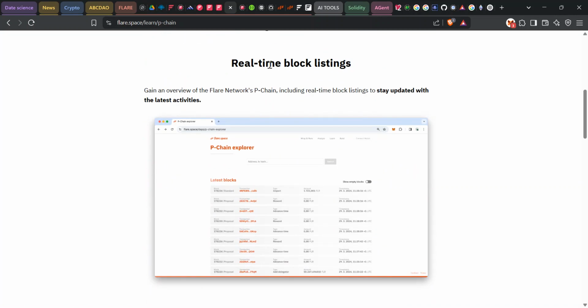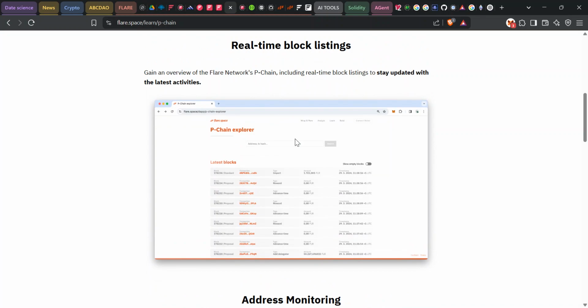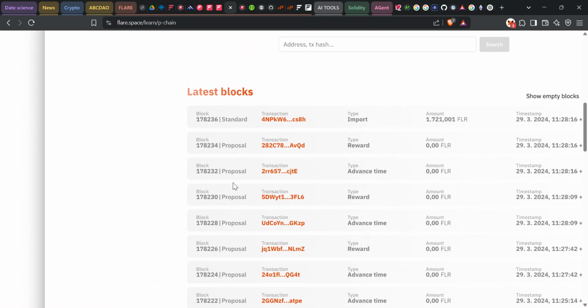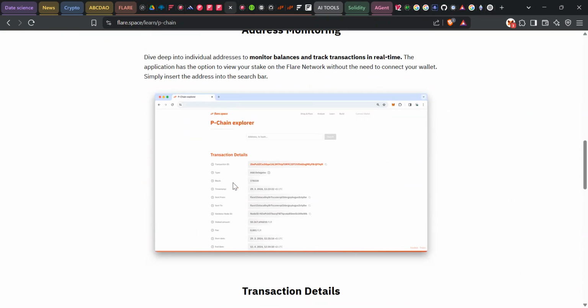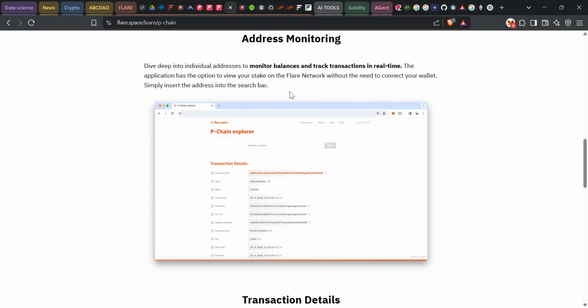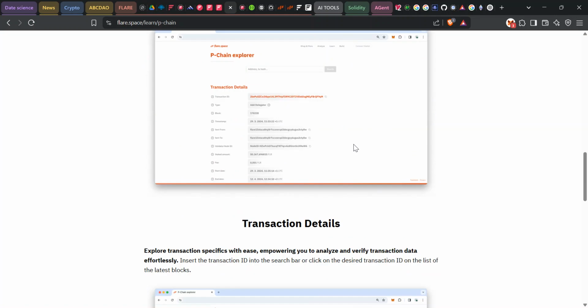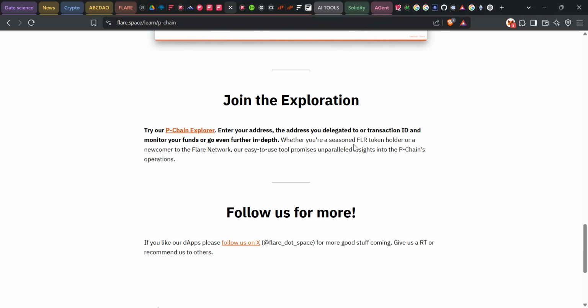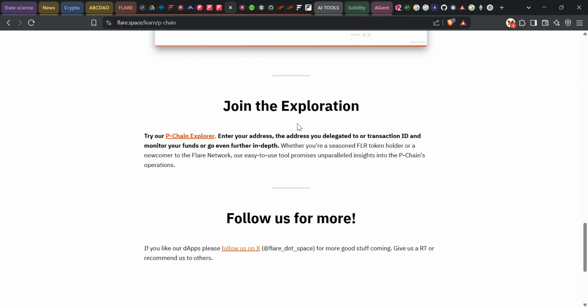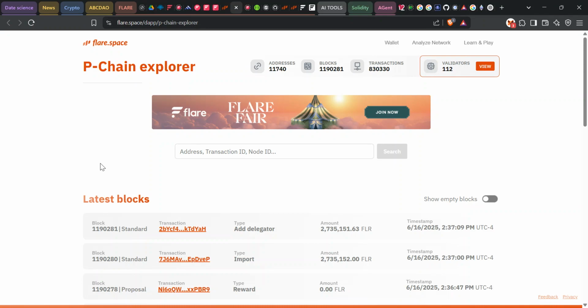You get real-time block listings, which are basically transactions being uploaded to the network. A block contains all the transactions in a given time period until the block is full, and then a new block is added to the network. For example, you see all these blocks being added here. We have address monitoring, so you can dive into individual addresses and track balances and transactions in real time. You also get transaction details and more. So let's actually look at the P-Chain Explorer. What is this? Flare P-Chain Explorer.